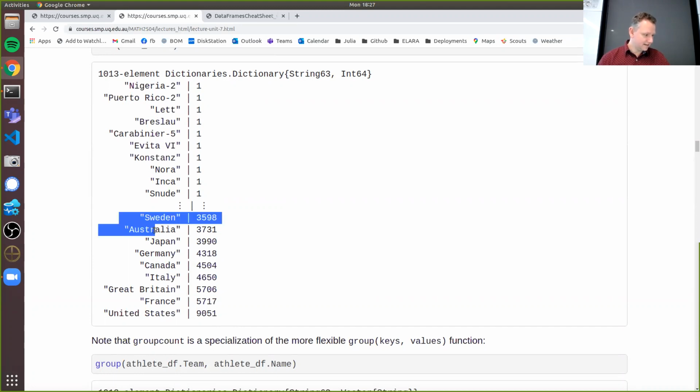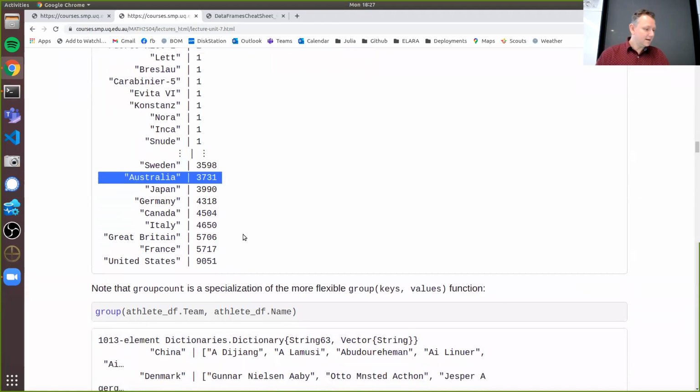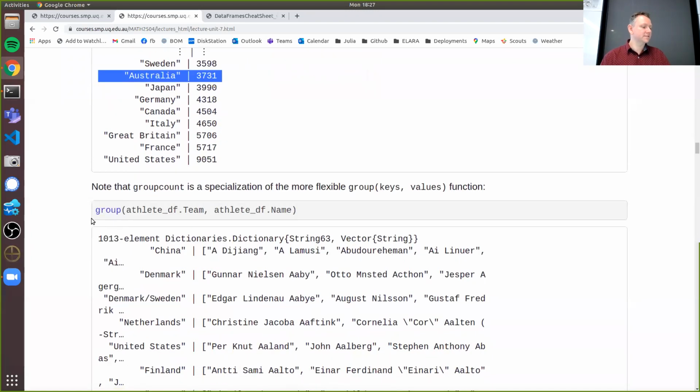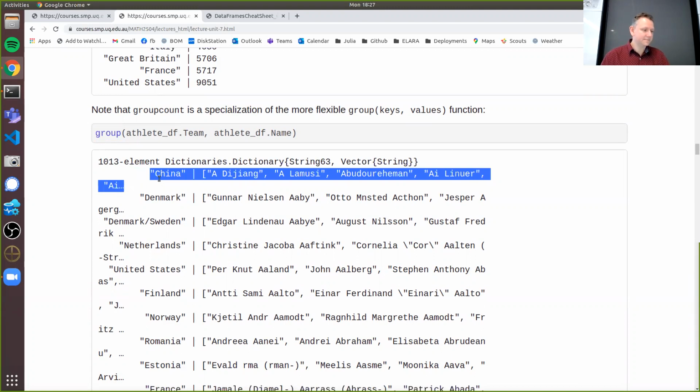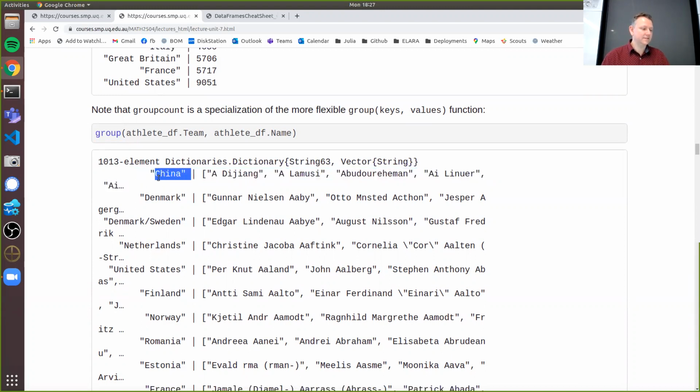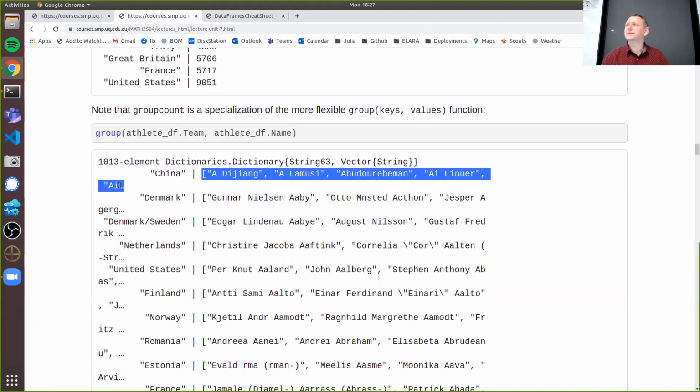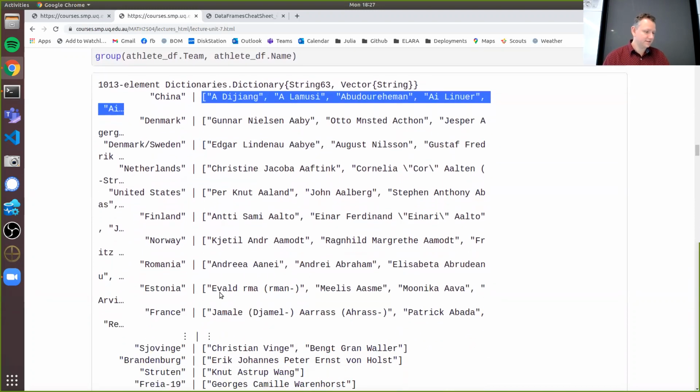And, you know, Australia's actually pretty far up the list given our population. As I mentioned, group is a more general version of sort of like group count. So it's probably a little bit hard to see here, that's kind of the row there. It's giving you, say, all the names of the competitors for... So we're grouping team and name here. So team is China, and this is an array with all the different competitor names. Okay, the same for all the countries.